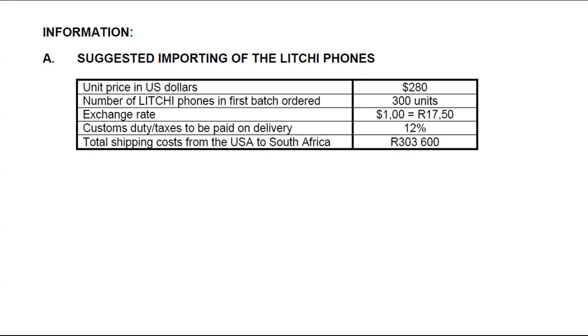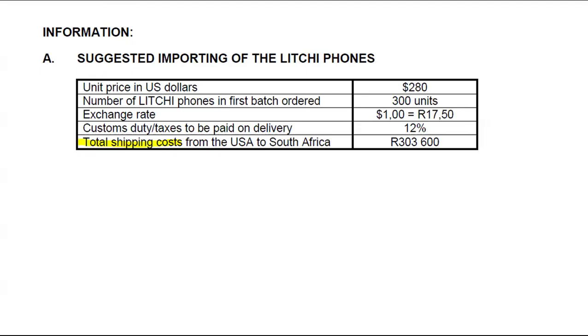Total shipping. So this is key, because now that total shipping, they said total shipping costs from the US to South Africa will be that 303,600. It is not the transportation cost of one litchi. It is the transportation cost of all 300 units of litchis. Remember, when you determine the cost price of an asset, you normally record it at the cost price, excluding the trade discount. If you were given the trade discount, you add any directly attributable costs.